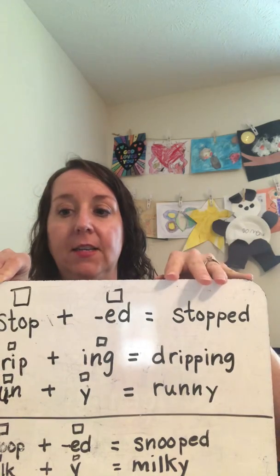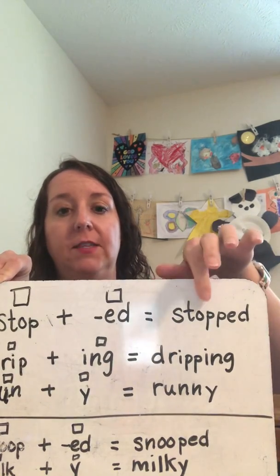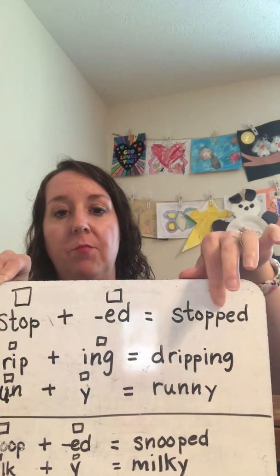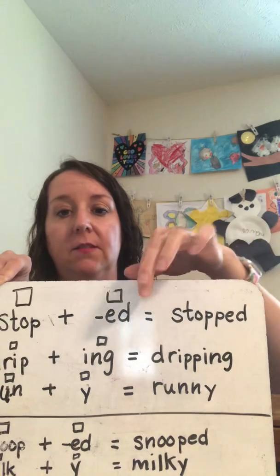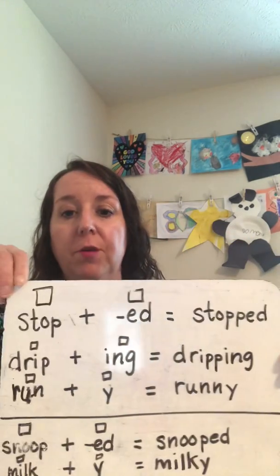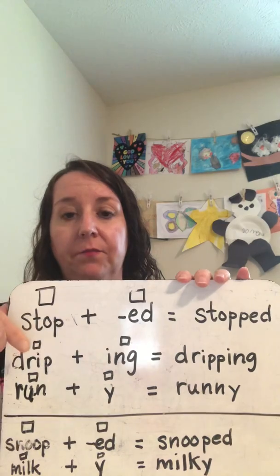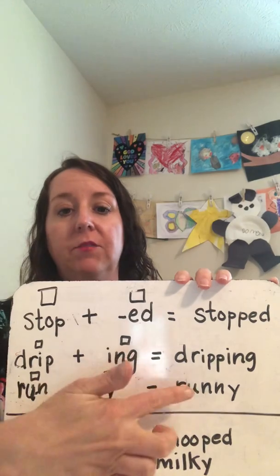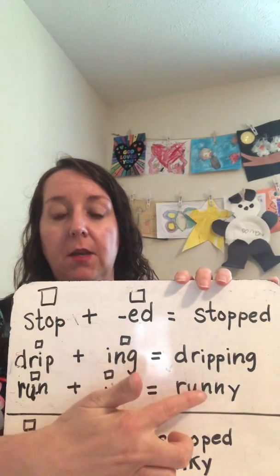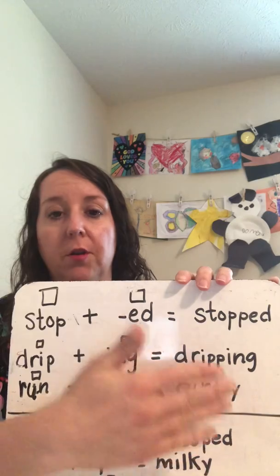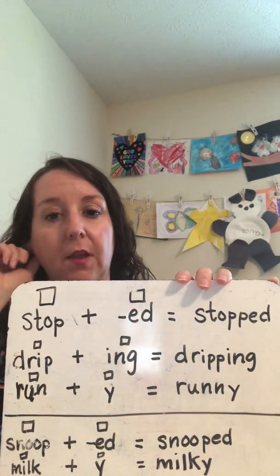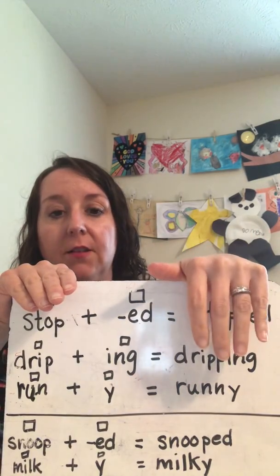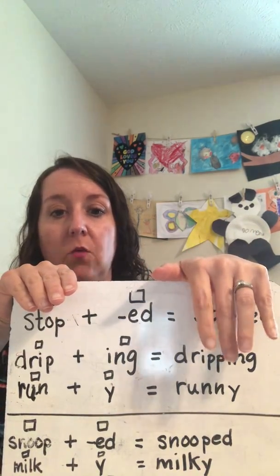So when we add ed to the word stop, we have to double the consonant before we add the ending. So we double up the consonants before we add the ending. Same with dripping. We have the word drip. Drip ends in a consonant, and then we have a vowel right here for our suffix. So we have to double up the consonants, PP, to make it the correct way to use the word. And with runny, same thing. Y is always being used as a vowel here. So we double up the consonant N before we add the Y.